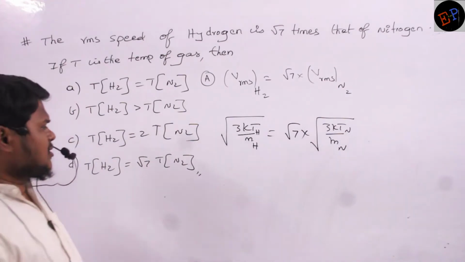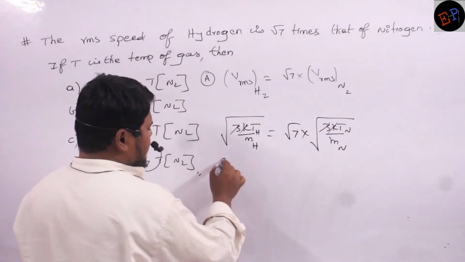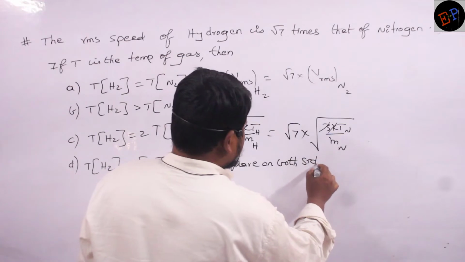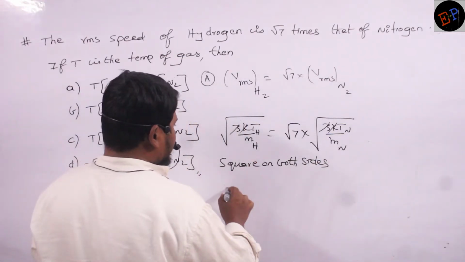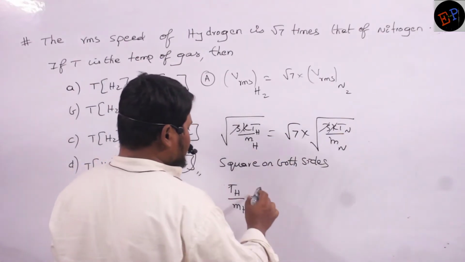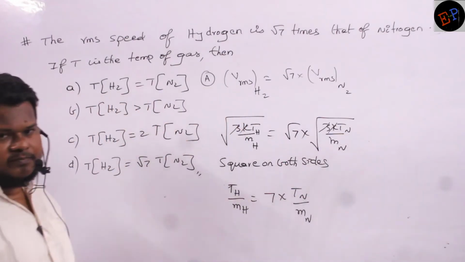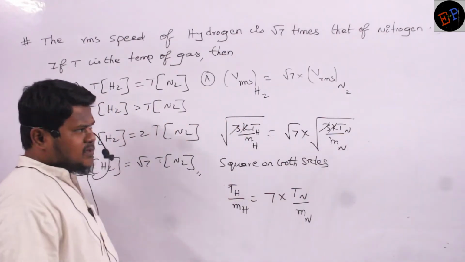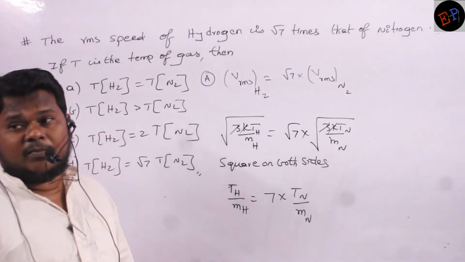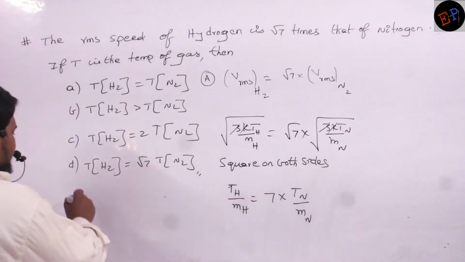Now see what terms can get cancelled. So 3k and 3k will get cancelled. Then I will square on both sides. If I square on both sides, what will I get? I will get 3kTh divided by mh is equal to 7 times 3kTn divided by mn. Now what is the mass of a single hydrogen molecule? So 2 atomic mass units.